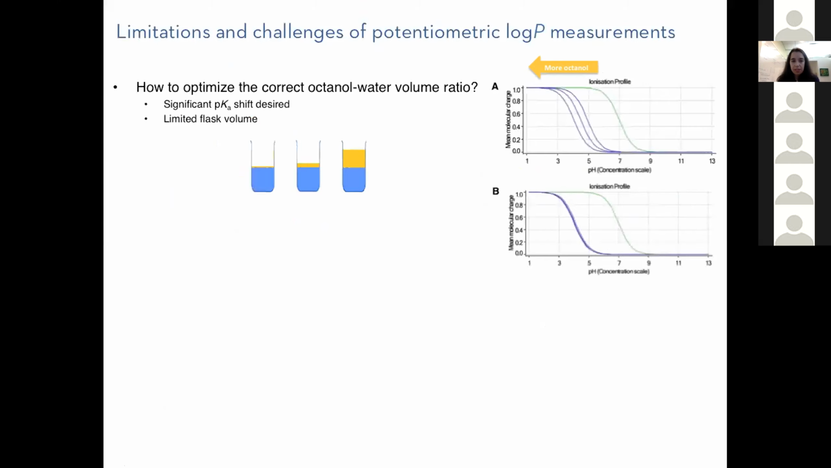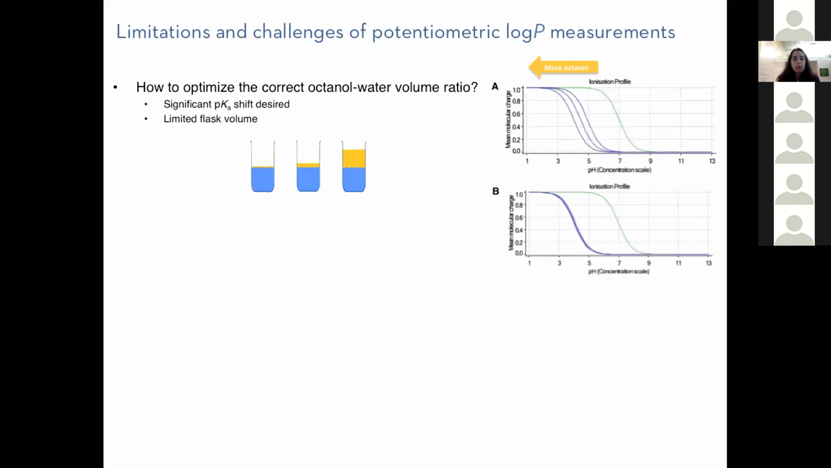There were limitations and challenges of this potentiometric logP measurement method. Some of them we were able to overcome by optimizing the method. Some of them meant that we were not going to be able to measure logPs of some compounds. We started with the SAMPL6 pKa compound set, but only some compounds from that 24 molecule set were the ones that we were able to measure logP values of.